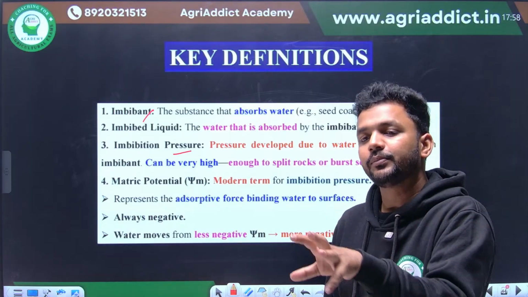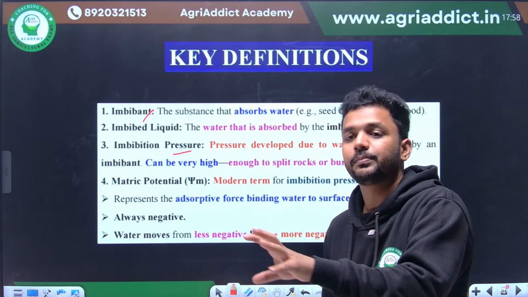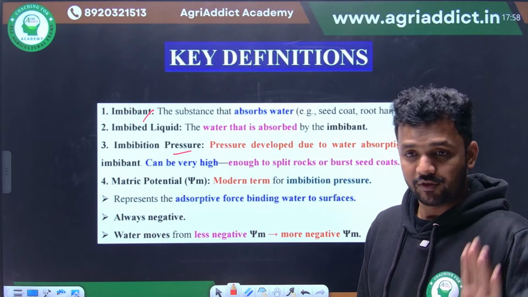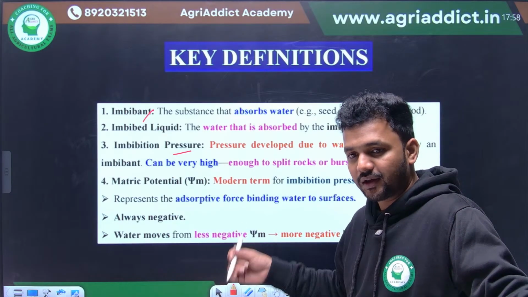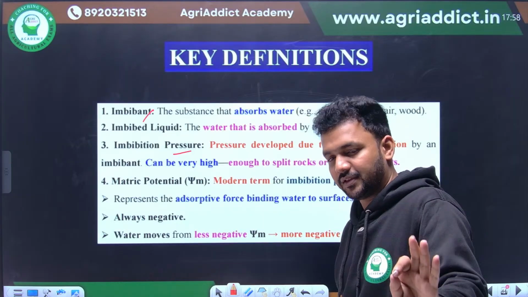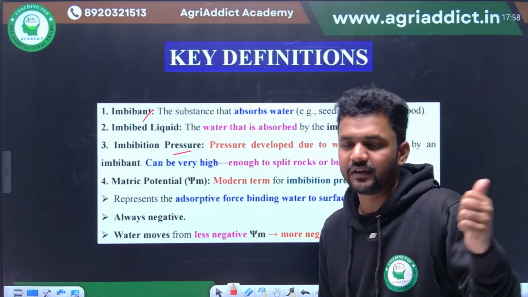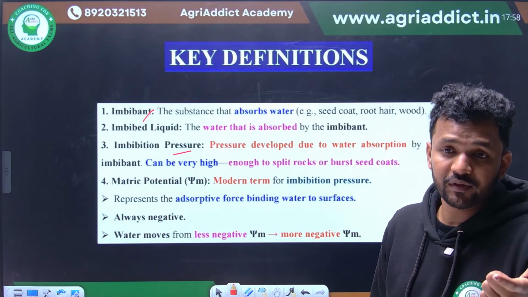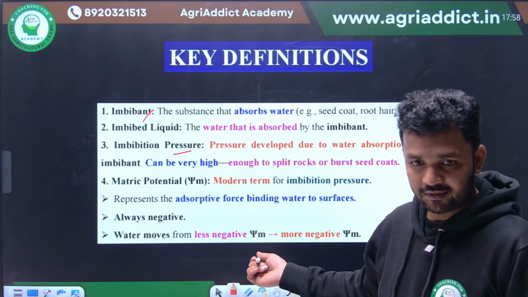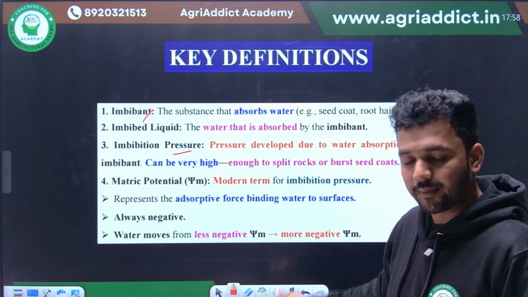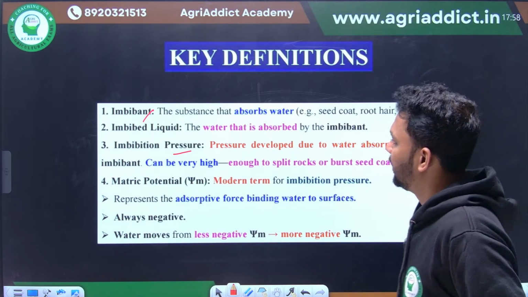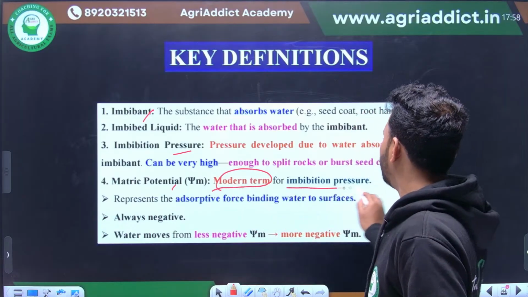That's why the water potential is equal to solute potential plus pressure potential. But in soil, matric potential is not negligible. In soil there is another water relation, different from inside the plant. In soil science you will see a little difference when we talk about water potential inside the soil. I am telling you the water potential inside the plant. In plants, the matric potential is almost negligible. And matric potential is the modern term for imbibition pressure.